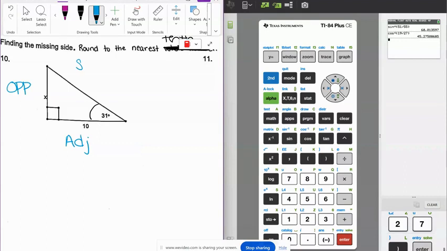So we're going back to SOHCAHTOA. Which trig function pairs the opposite and the adjacent? TOA, tangent. So we have tangent of what? What do I put with it? Tan of 31. It always needs an angle. You can never just write it by itself. So tangent of 31 is our opposite side, which is x, over our adjacent side, which is 10.